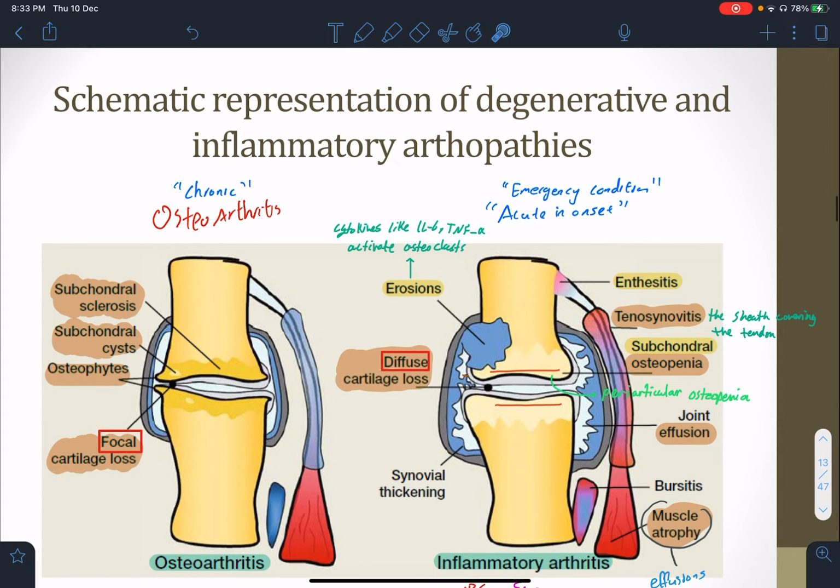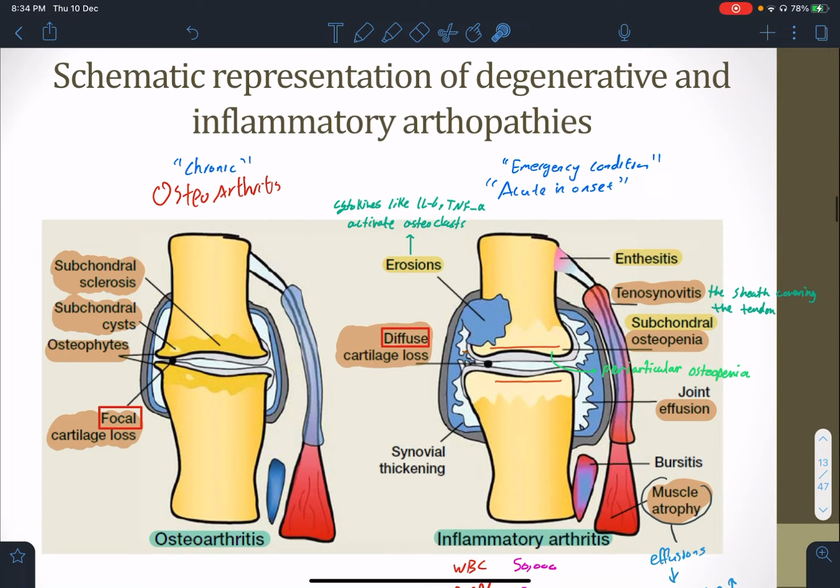Another slide explaining the difference between osteoarthritis and other inflammatory arthritis. In osteoarthritis, the condition is chronic. It's not acute, it doesn't have an acute onset. You'll notice some subchondral sclerosis, and subchondral cysts. Osteophytes growing out and focal cartilage loss. While in inflammatory arthritis, you have diffuse cartilage loss.